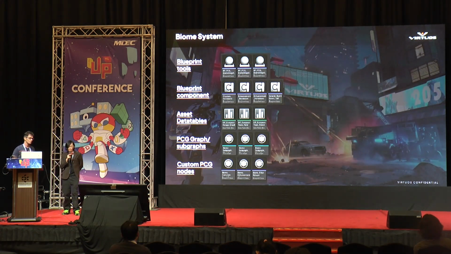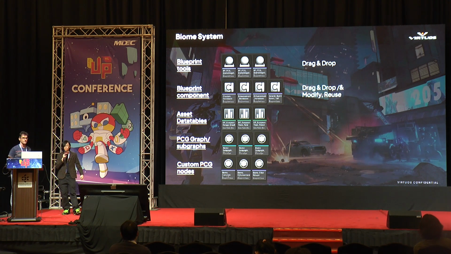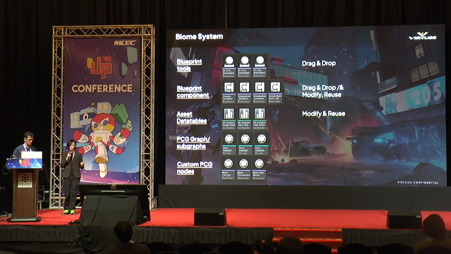Here's an overview of the hierarchy level of the tools that we have. Now you have the blueprint that you can just drag and drop into the level. Some of you might have noticed that the settings I was playing with just now are actually in the blueprint component, which we use as layers that can be added, duplicated, made into presets, or dragged and dropped into the blueprints, highly reusable. Of course, there is the asset data table that we've just talked about.